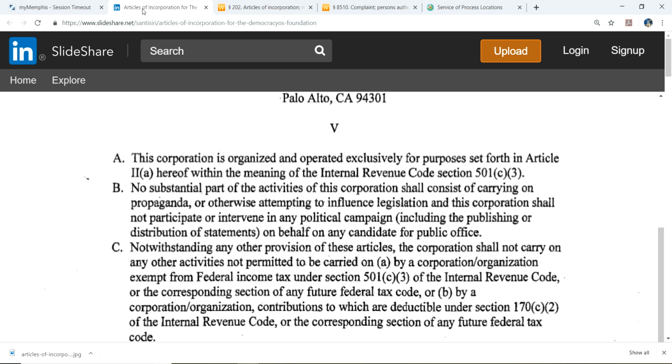And I believe basically this is outlining under the statute what the regulations are under the Internal Revenue Code for a 501(c)(3), and they're just stating that here, since the state of California says that there are no other required provisions within the Articles of Incorporation for how the corporation itself operates.